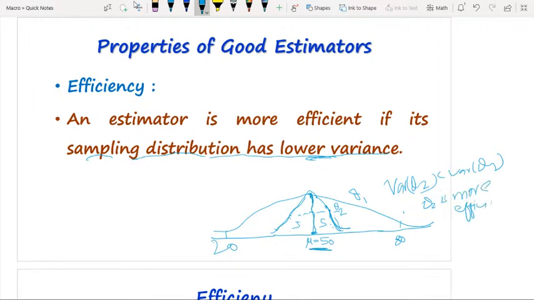Theta 2 is more efficient because with theta 2 we can produce estimates that are closer to the true population parameter, or in other words, there is less uncertainty in the estimation process.